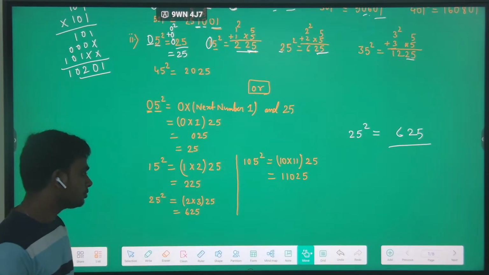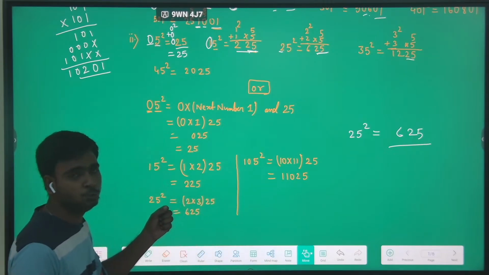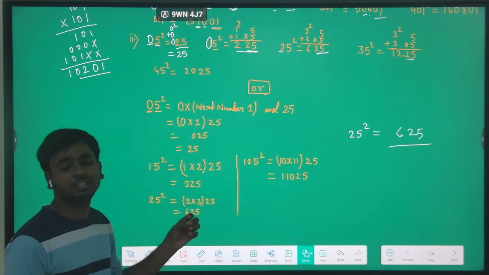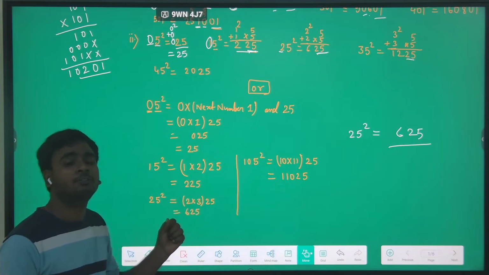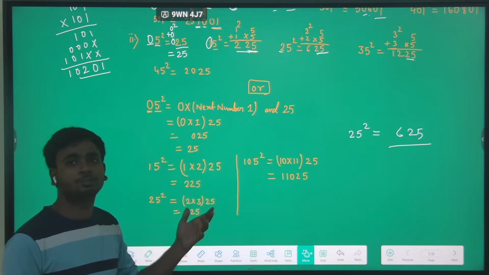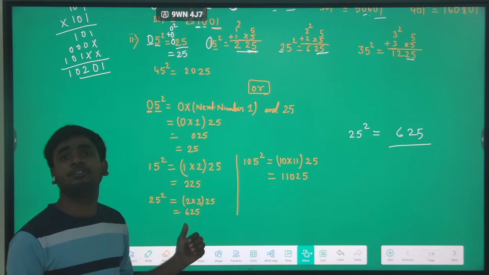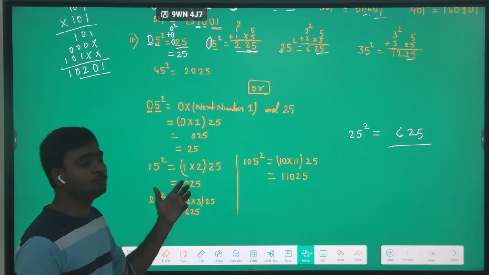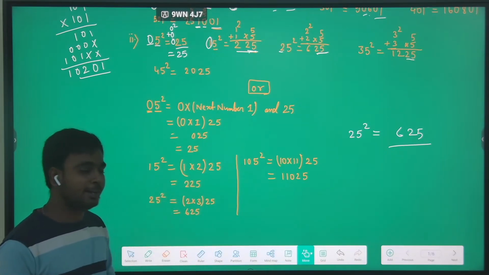So these are the tricks which we will use in certain questions in which the value is very big. We have to find the square of 105, the square of 215. In these types of questions, we will use this type of trick.